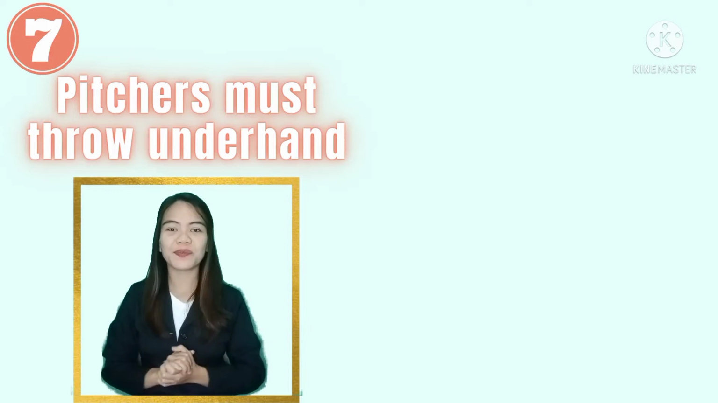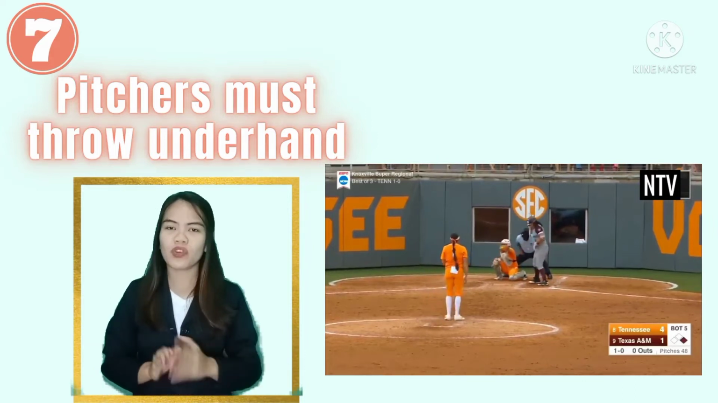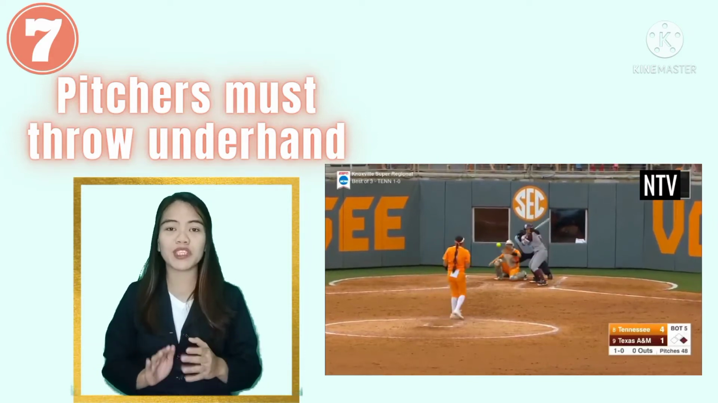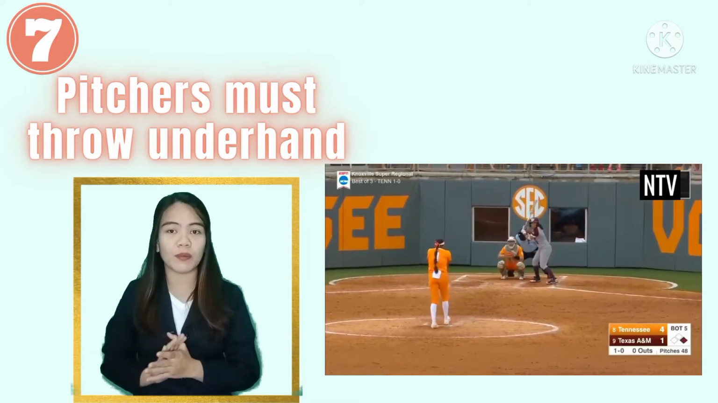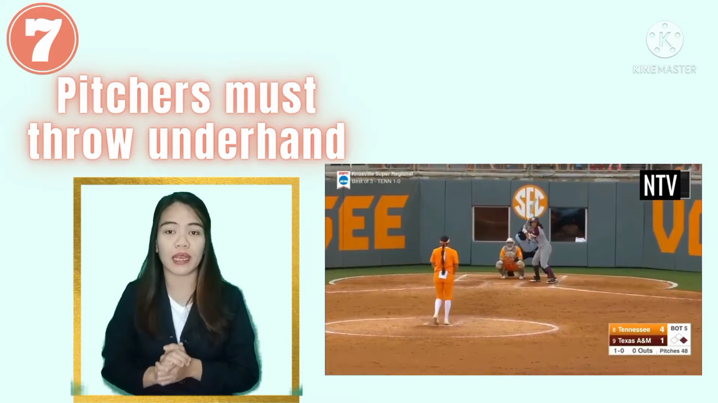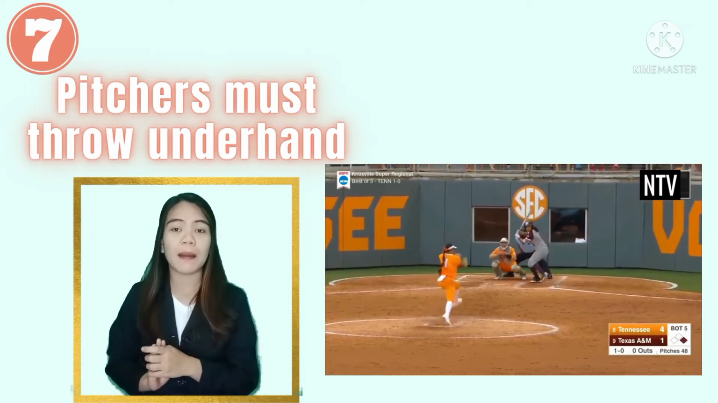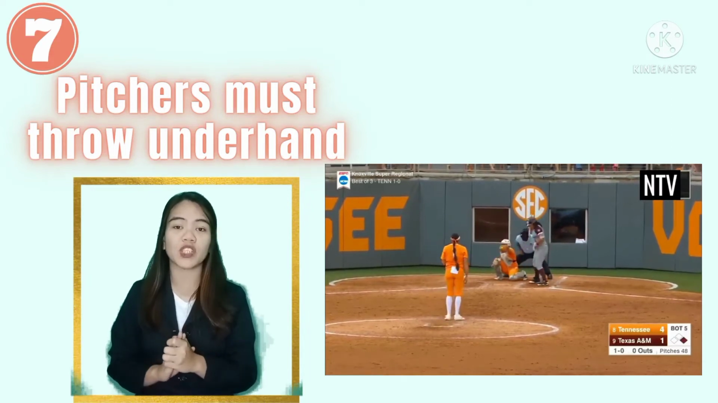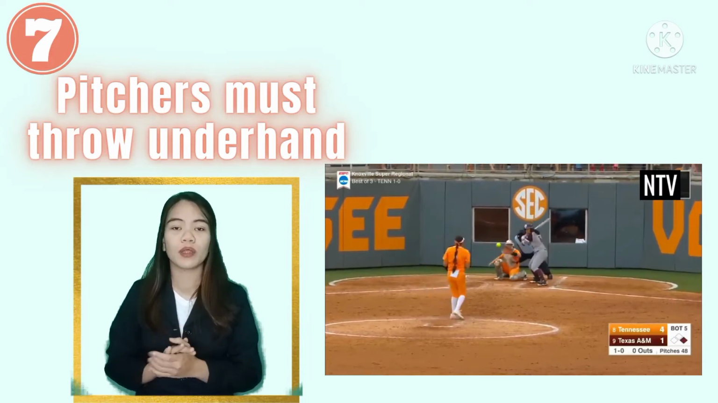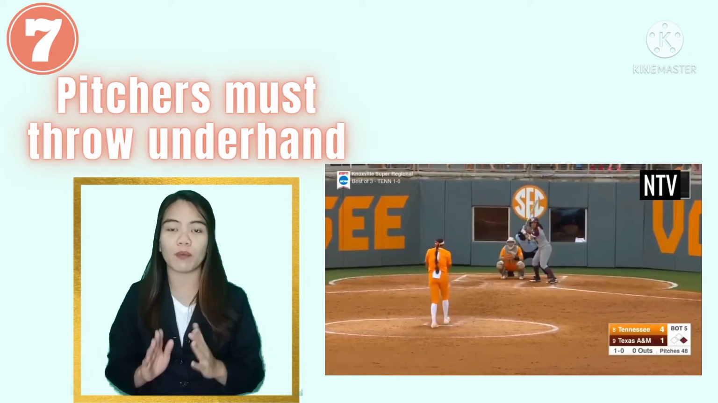So now, let's proceed to our number 7 rule. Pitchers must throw underhand. So unlike in baseball, pitchers in softball must throw the ball in an underhand motion with their hand below their hip. The pitcher must, with both feet, make contact with the pitcher's plate prior to throwing a pitch, and no part of the windup can involve any stopping or forward motion.